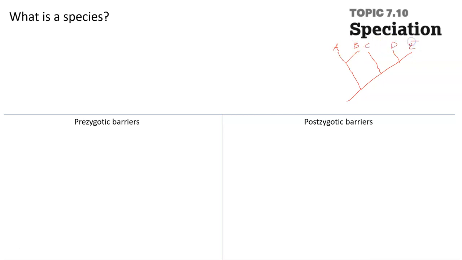Point is, we are looking at all these different species, but we haven't stopped yet to ask ourselves what exactly is a species. So what I'd like you to do right now is pause the video and define a species in your own words. What is a species?